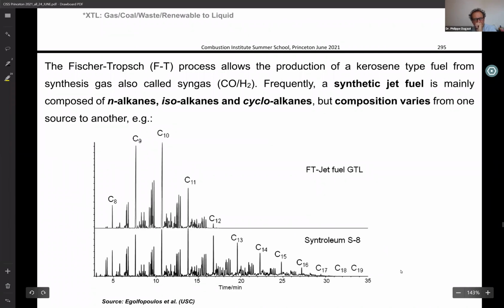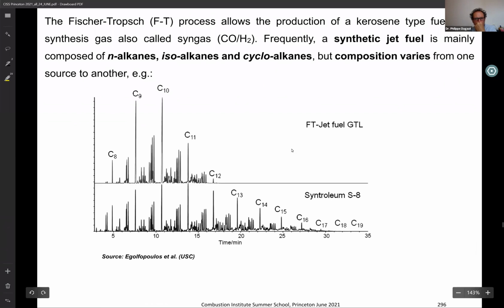This is a comparison of the composition of two different synthetic jet fuels. One is obtained from natural gas, and the other one through a different process by a different company. But you can see that in both cases you have these alkanes, which are a very important component, and here the composition just extends to higher carbon number.